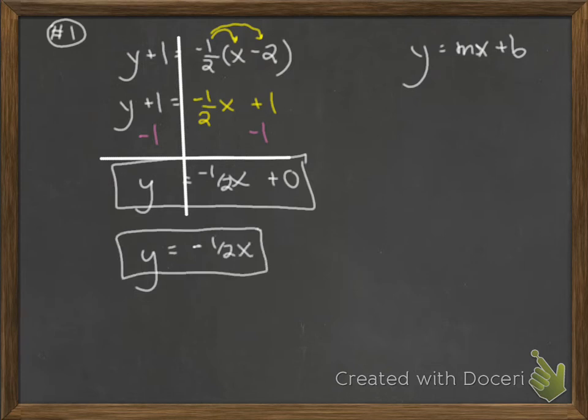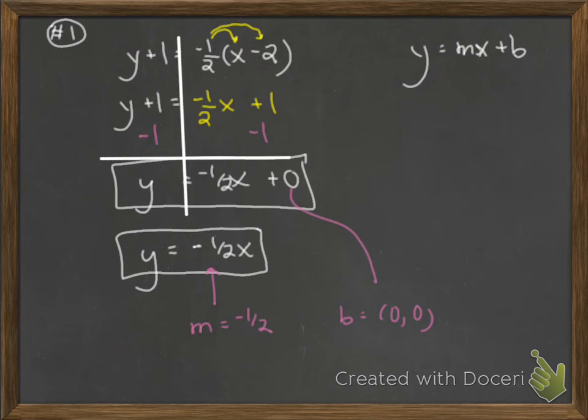So really quickly, just in case somebody asks you to graph something like this, practice identifying the slope and the y-intercept. The slope is negative 1/2, and the y-intercept would be the ordered pair 0, 0. Okay? So that comes from here.